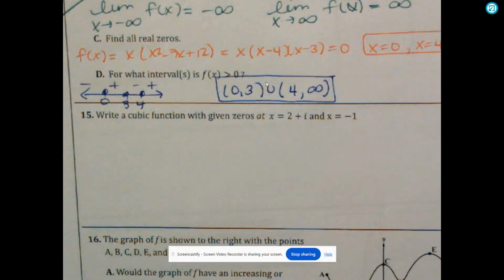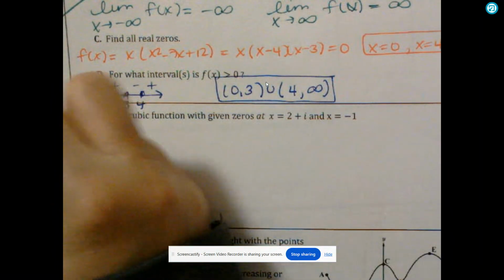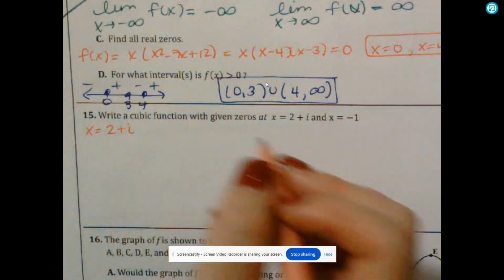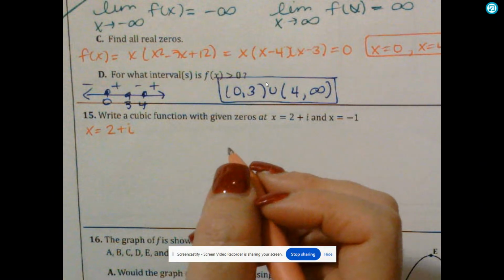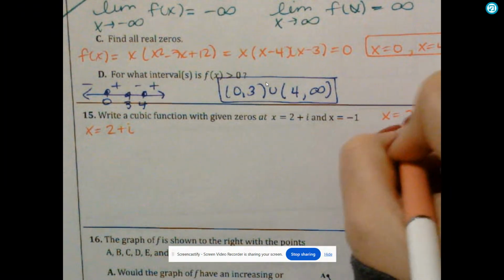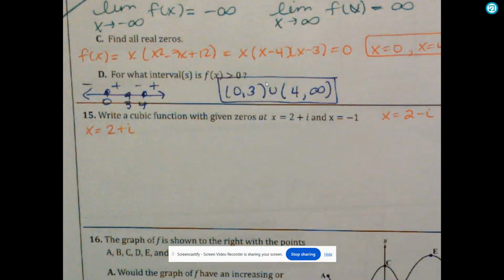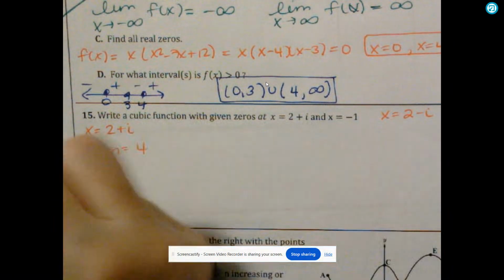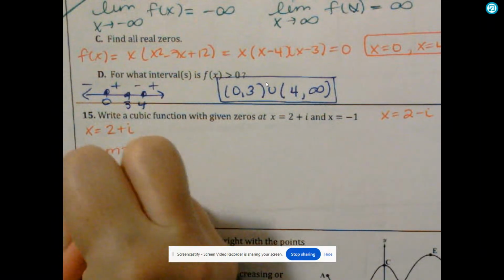All right. Number 15, write a cubic function given the zeros. Now remember, for the first part here, we're going to do the sum and product rules. Okay, so that's this x equals 2 plus i. So sum means that I would add them together, because remember, if you've got x equals 2 plus i, you also have x equals 2 minus i. So if I add those together, 2 plus i and 2 minus i, my sum is going to be 4. And then my product, if I multiply those together, is going to be 5.